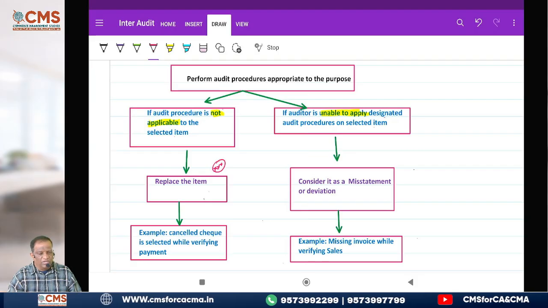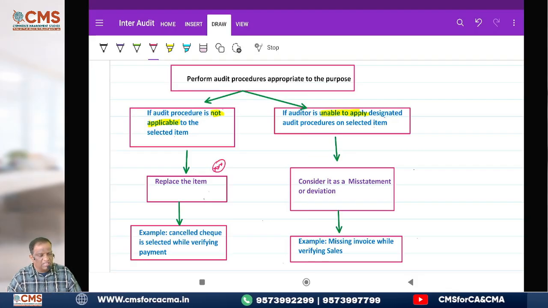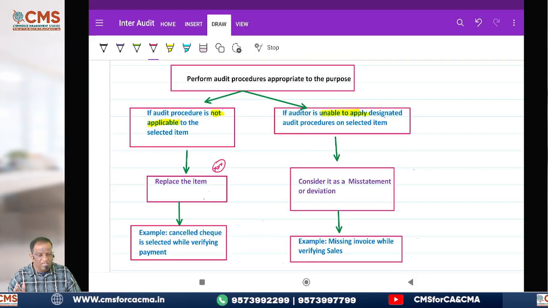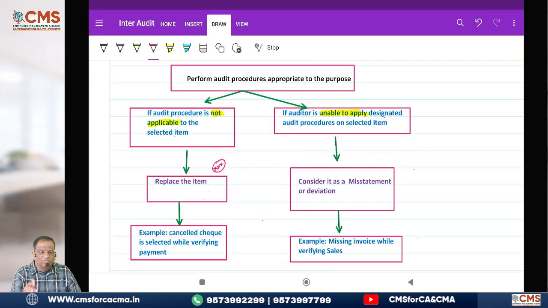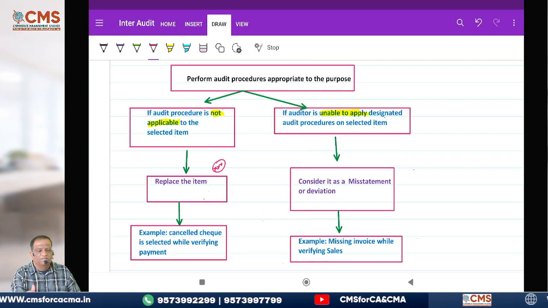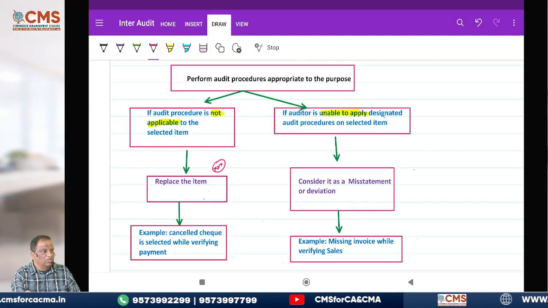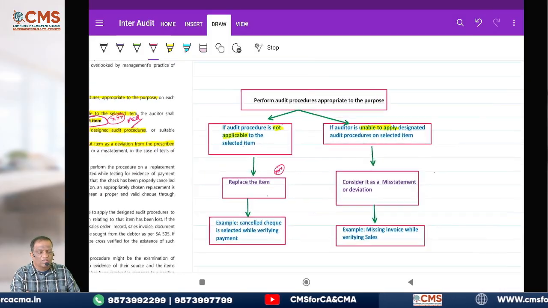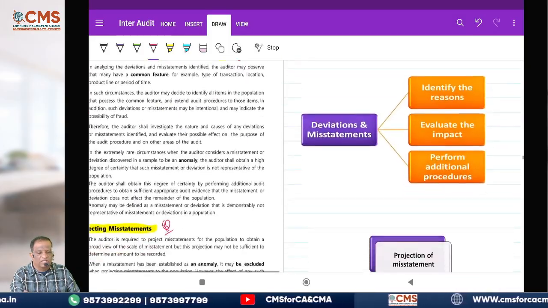So then I don't replace it. So then I call it as an exception, because the item I am unable to apply to it. So in which case it is considered as a misstatement, and the example is missing invoice while verifying the sales and all that. So this is the last point that he can ask for it.